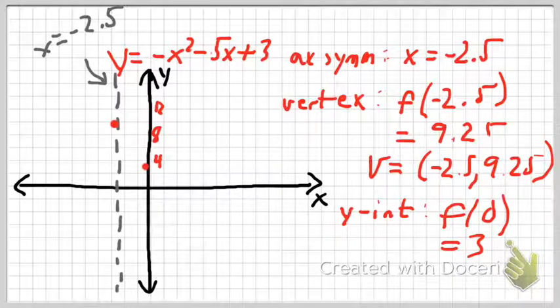Alright, and then finally I'm going to use symmetry in order to determine how to make the rest of the graph. And here's what I'm going to do. I'm going to see how far it is from the axis of symmetry to the y-intercept that I just graphed, and it turns out that that's 2.5 units there, right? And so what I want to do is go 2.5 units to the left.